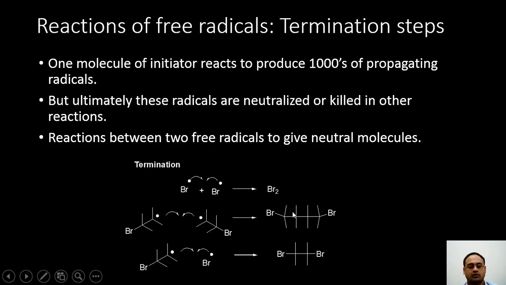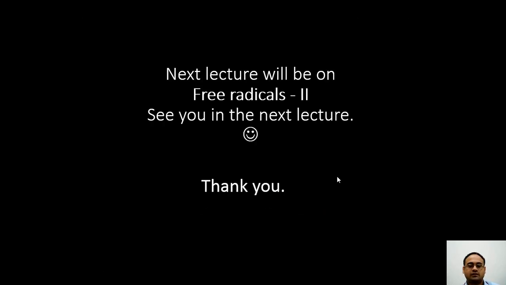and give us that alkane type framework. On the other hand, the bromine and the alkyl radical will react with each other to give us that carbon-bromine bond. So all these steps will lead to termination because they don't generate new free radicals, and the reactions will stop because of termination reactions. So let us in the next lecture see more about free radicals and their reactions.